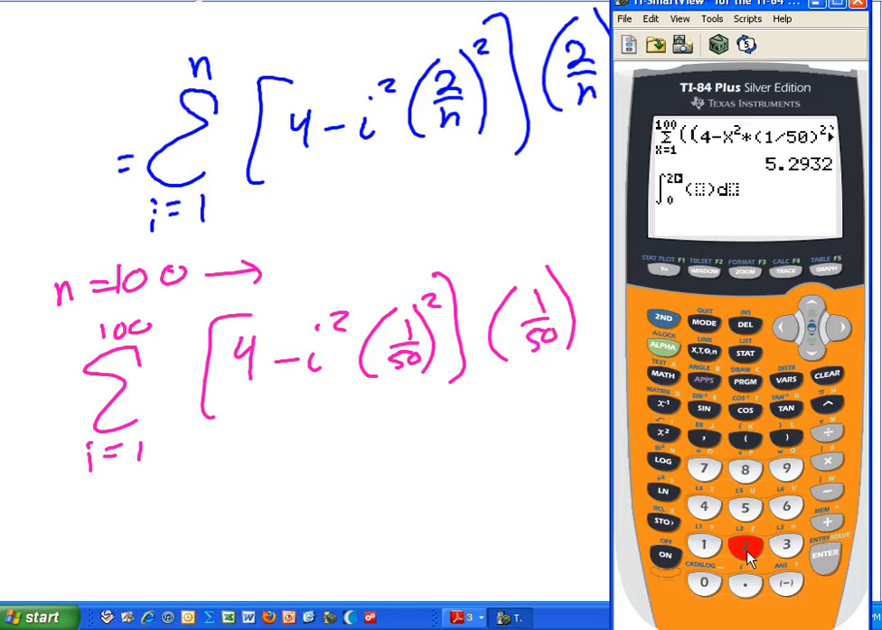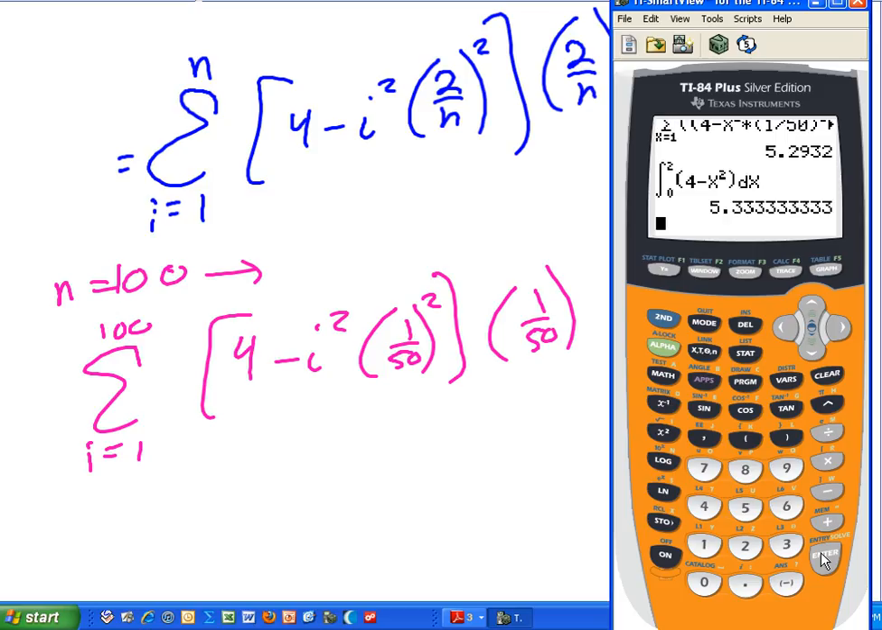4 minus x squared, and the variable of integration is x. Okay, and the answer is 5 1/3. It's the actual exact answer. We didn't need the 100 for this. This is in about a section and a half, we'll learn that trick. Where's the antiderivative sign on the calculator? Math, number 9.